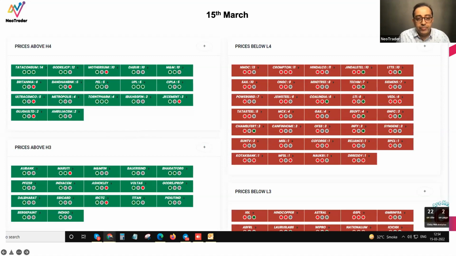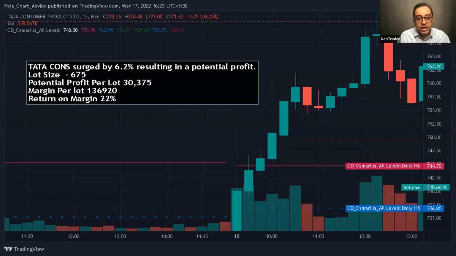And in this trade, from this page, you can see here that Tata Consumer moved by 6%, giving you a potential profit of 30,000. If you take a return on that, what does it come to? It comes to 22% return was possible in Tata Consumer.